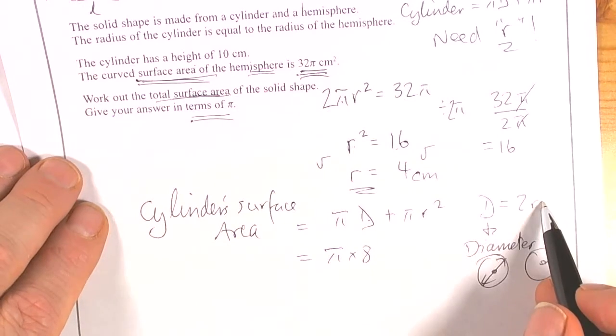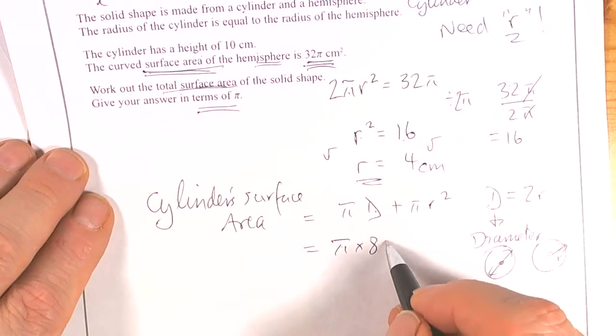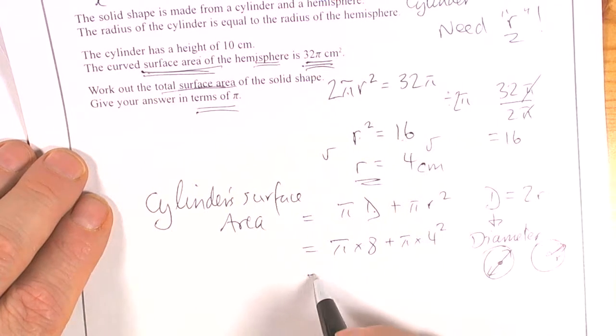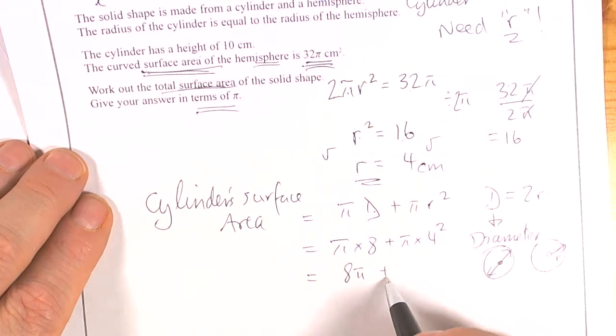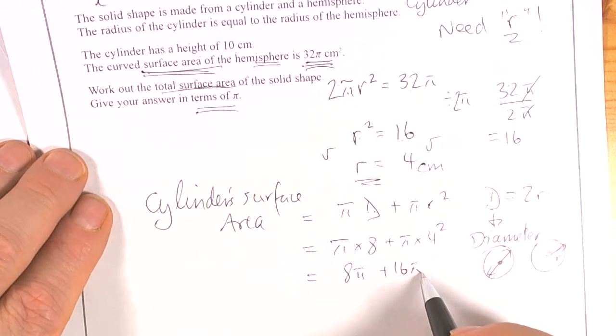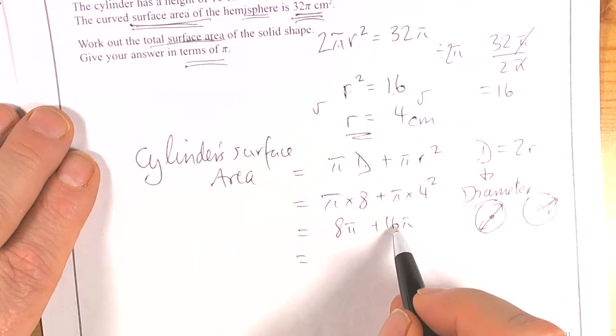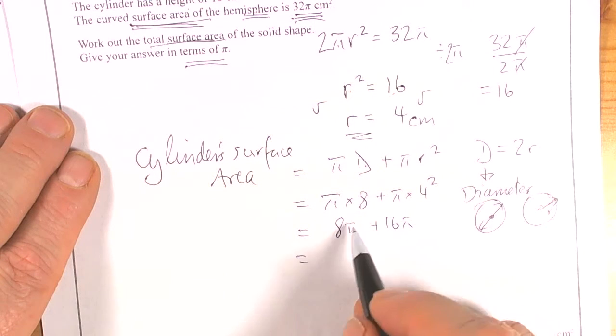So the diameter is twice the radius, so pi times 8 plus pi times 4 squared. Well, that gives me 8 pi, that gives me 16 pi. So in total then, that's going to be 8 plus 16, which makes 24 pi.